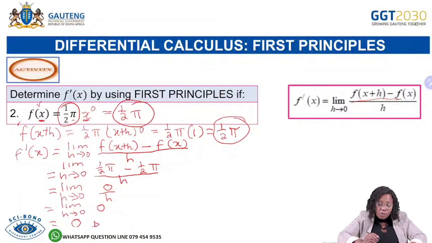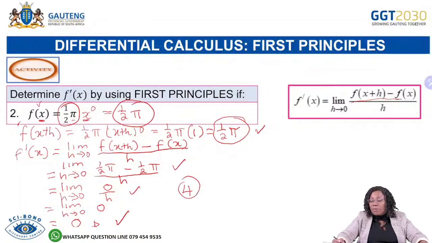Okay, the allocation of marks is still the same. It's one for correct f at x plus h, second one for substitution, the third one for simplifying, the fourth one for the final answer for this type of first principle.